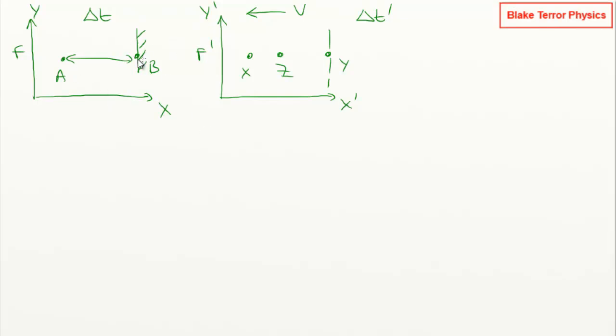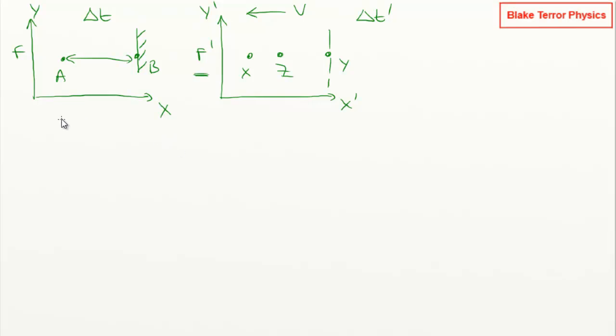This time, though, you'll see I've put the direction of motion of the light and the direction of motion of the frame of reference F prime in the same direction. Everything's moving in the x direction. So we're going to get some length contraction.